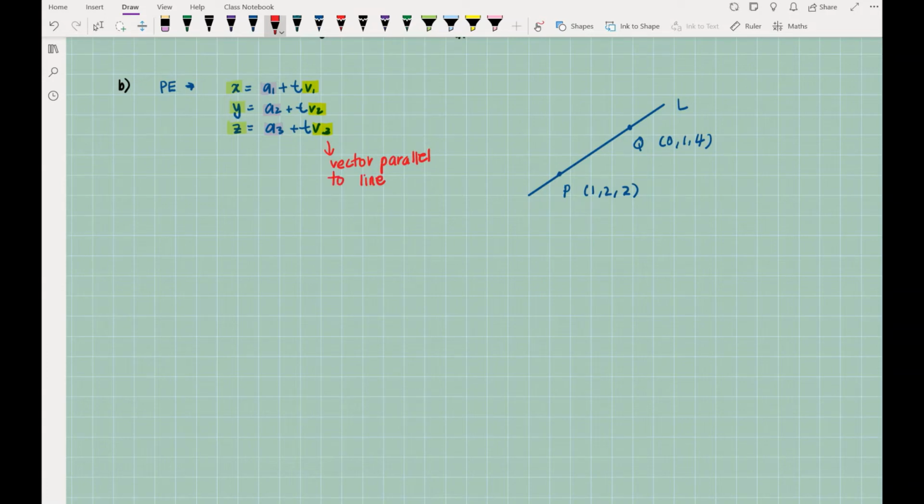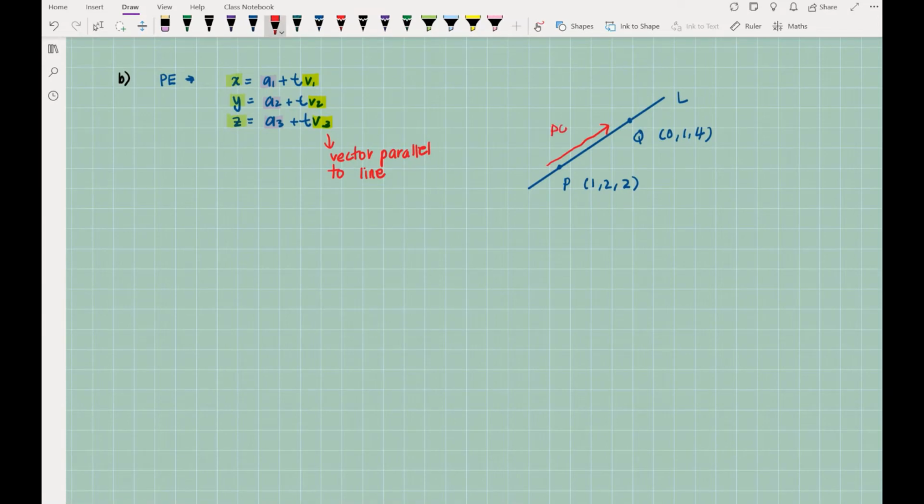As for question B, we have been told earlier that a line L passes through points P and Q, given the coordinates of points P and Q. So we are asked to find the parametric equation of the line L. To find the parametric equation of line L, first please remember we want to find the parametric equation, so the equation is in the form X is equal to A1 plus tV1, Y is equal to A2 plus tV2, Z is equal to A3 plus tV3, and then A1, A2 and A3 is any one point that lies on the line.